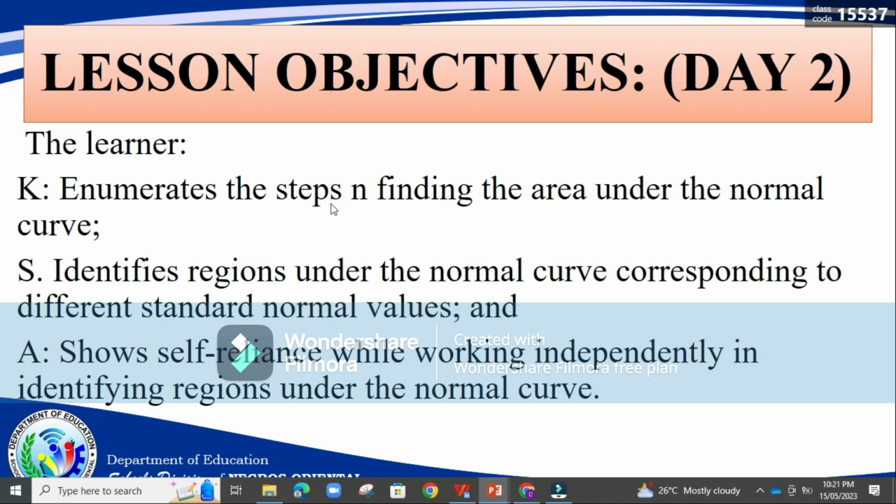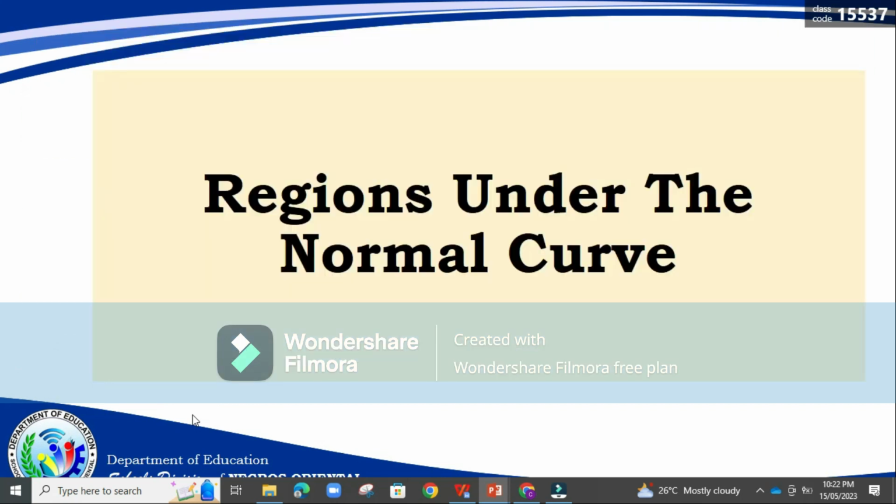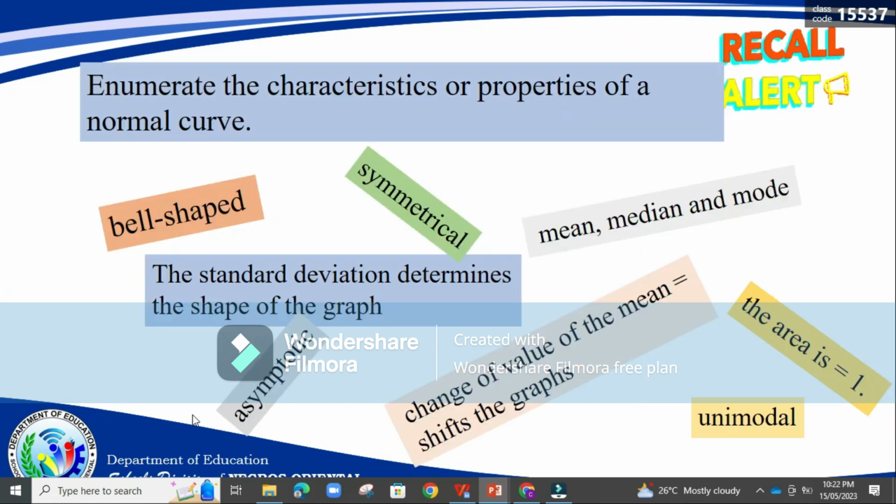These are the objectives. Enumerate the steps in finding the area under the normal curve. Then, under the skills, identify regions under the normal curve corresponding to different standard normal values. Then show self-reliance while working independently in identifying regions under the normal curve. Okay. Enumerate the characteristics or properties of a normal curve.